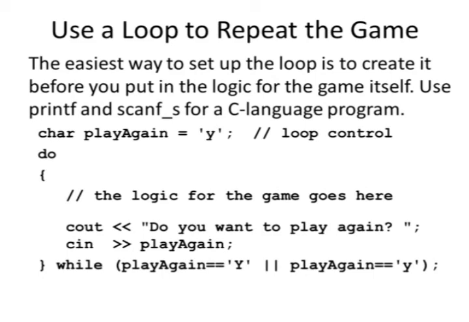Then cin, play again, close curly brace, and I'll end the loop by saying while play again equal, single quote, big Y, single quote, or, those are the 2 vertical bars, play again equal, single quote, little y, single quote, close parentheses, and a semicolon. If you want to change things a little bit, then maybe you can convert that play again to uppercase, and then you only need to test for a capital Y.